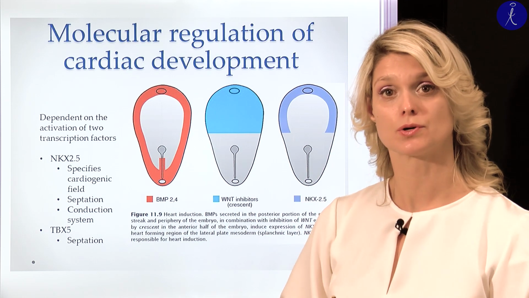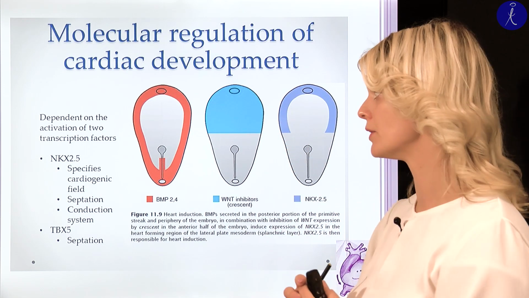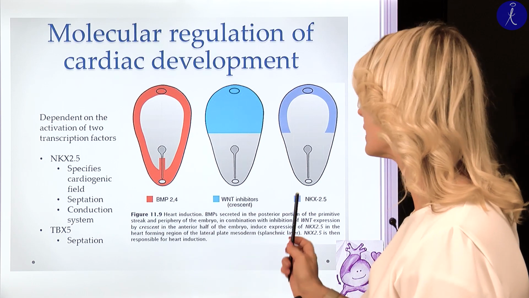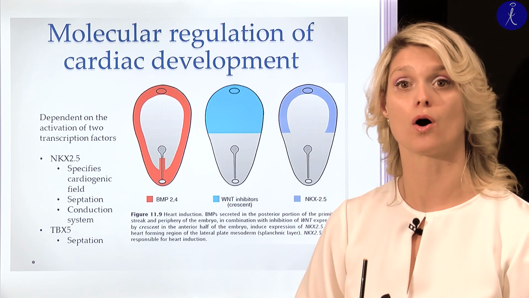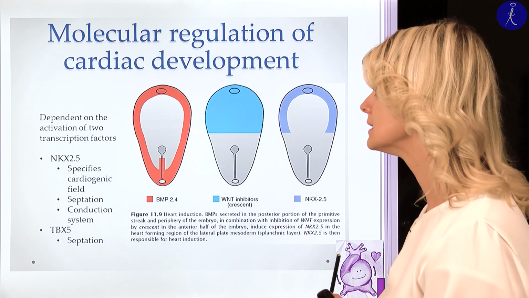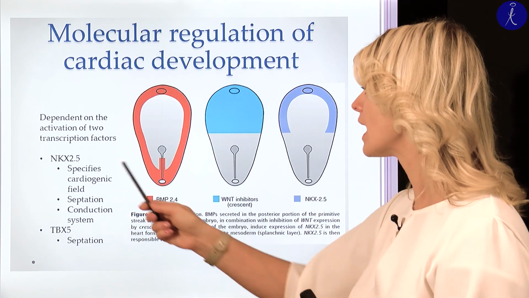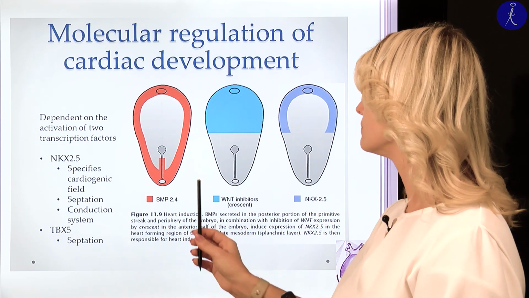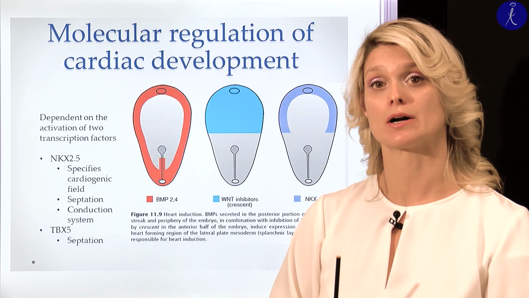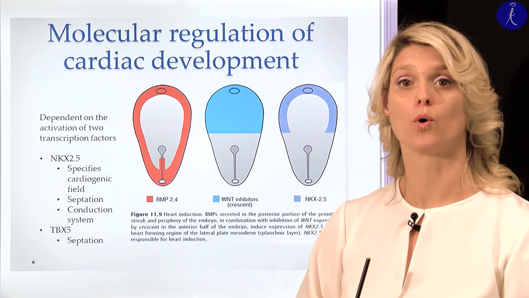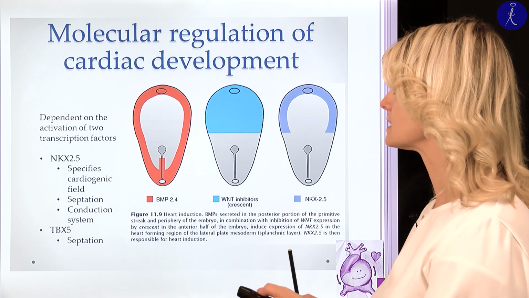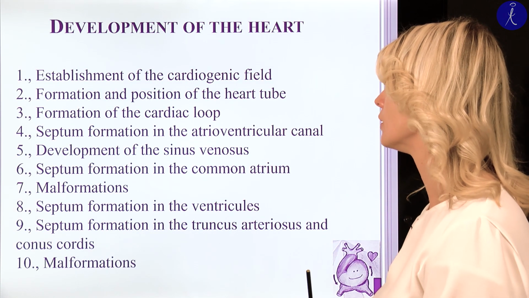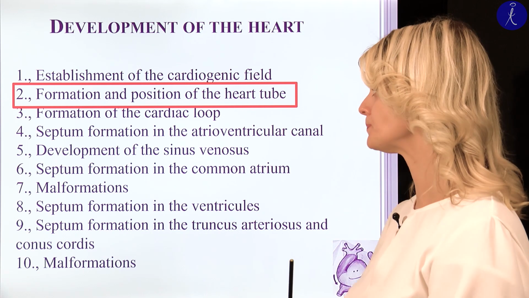Before we talk about the folding of the embryo, I would like to tell you the two main factors which are involved in the development of the whole cardiogenic field: the NKX2.5 factor, the TBX5 factor, but also the BMP and Wnt inhibitors. They are also affected within the whole procedure. Okay, let's see the next point, the formation of the heart tube. This was the second point.